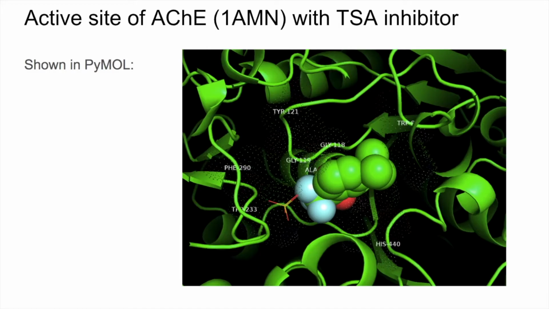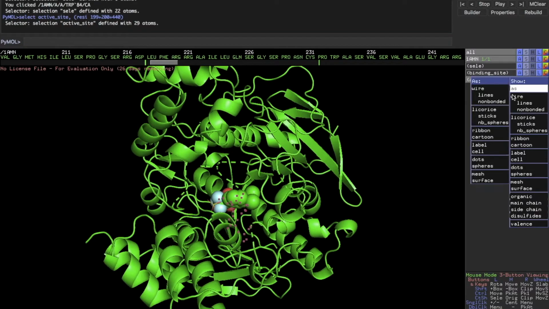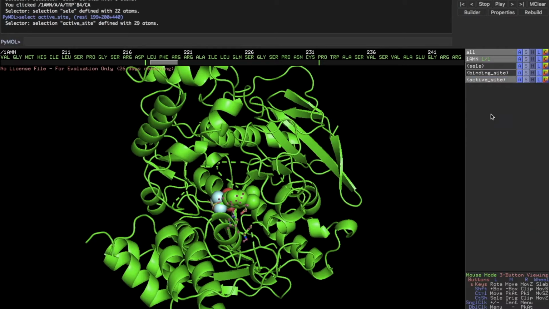So I'll hide everything, and then here's the picture that I actually took with all of the labels of all of the binding site molecules or amino acids. I'm going to select now just those that are involved in the binding in the actual active site. There are three amino acids that are really closely linked to the substrate. I'm going to identify them by residue numbers, 199, 200, and 440. So that's a Glu, a Ser, and a His. And then I'm going to show those as lines, or sticks, I should say.